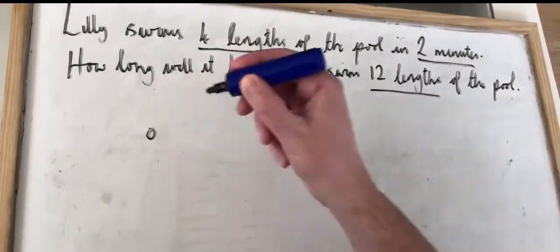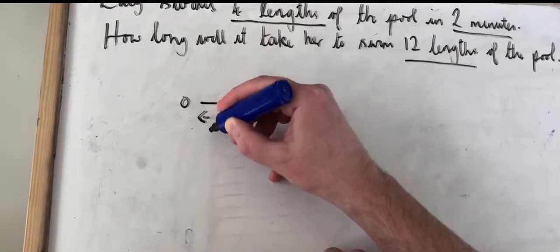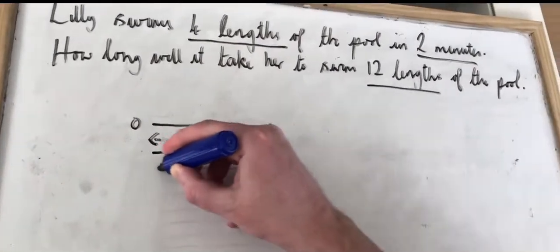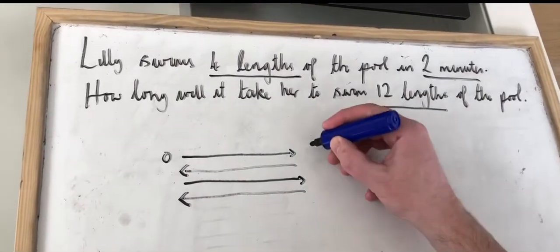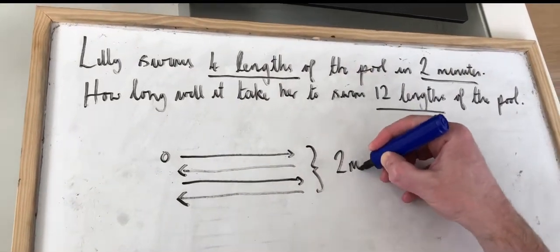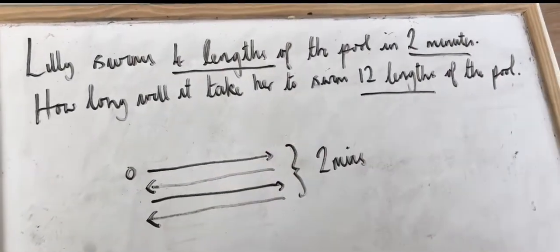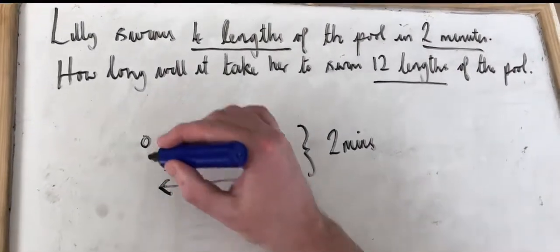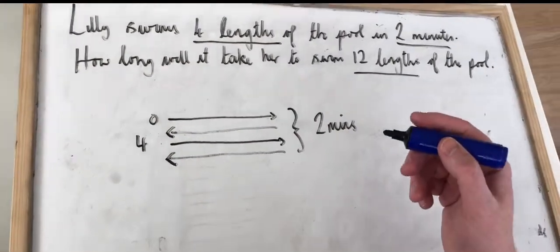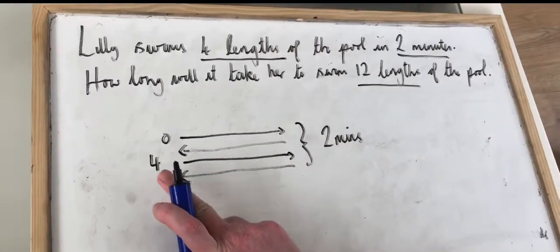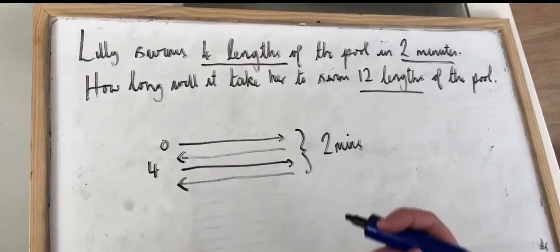So here's Lily, and Lily swims 4 lengths. 1, 2, 3, 4. And what do we know about those 4 lengths? It takes her 2 minutes to swim all of them. So it takes 2 minutes to swim those 4. Now it says, how long would it take her to swim 12 lengths? Well, every 4 lengths is 2 minutes. So we're given some key information there, so we're going to use that.